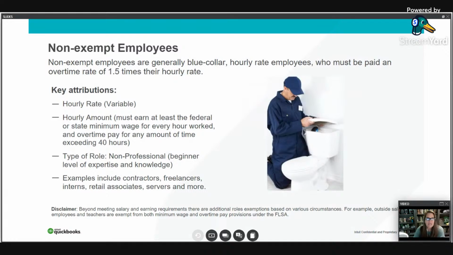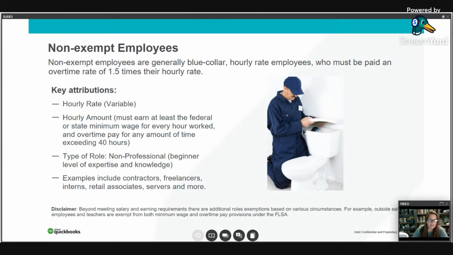Non-exempt employees are hourly rate employees. They have to be paid an overtime rate of at least 1.5 times their hourly rate. They are usually not salaried, but if they are salaried, that salary is less than the minimum amount determined by the DOL, the Department of Labor, and you can check that out.